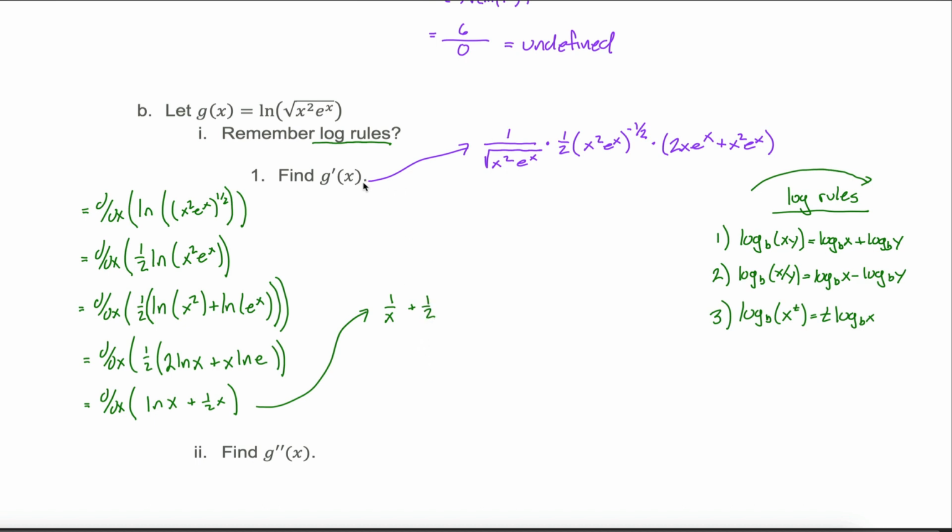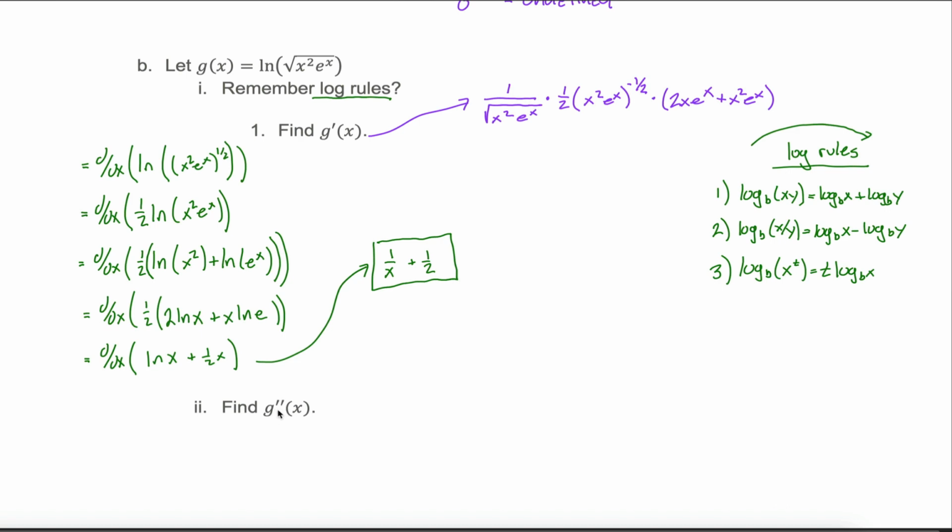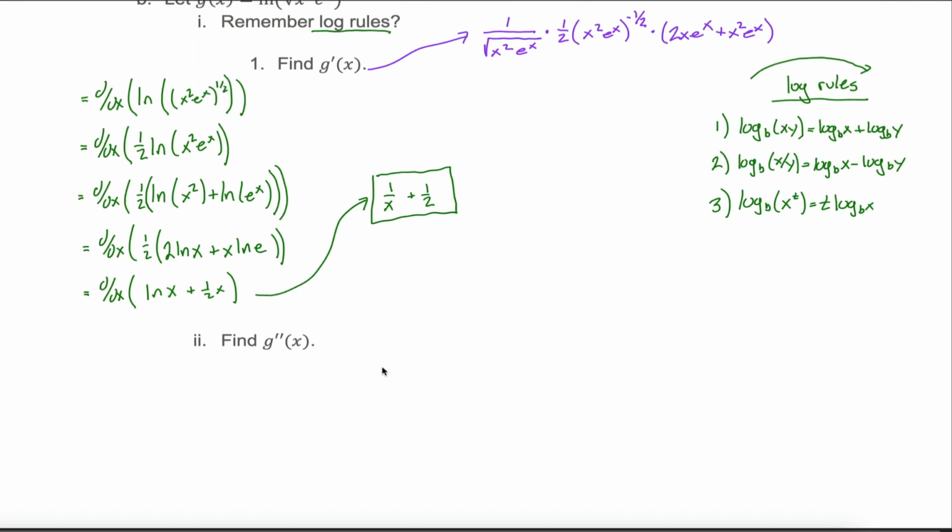What I'm saying is that g prime of x can be written as what you see in purple here, or it can be written much simpler as what you see in green here. And while these two things are equivalent, this form is 100 times better when you're being asked to take the second derivative. Because the derivative of purple would suck, but the derivative of green is no big deal.